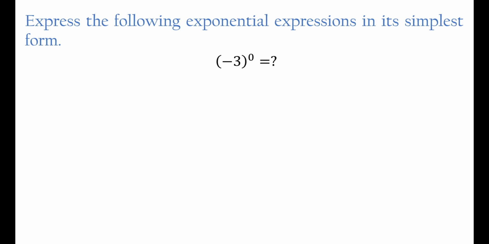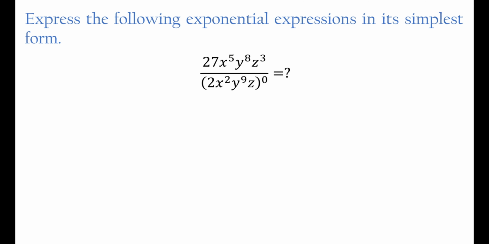Third, negative 3 raised to 0. Same as the previous example, we can also directly use the definition for zero exponents in this example. Since the number negative 3 is raised to a number 0, we can simplify this expression to 1. Next, 2/3 raised to 0. We can also use the definition of the zero exponents in this example. And since the number 2/3 is raised to an exponent 0, we can simplify this expression as 1.